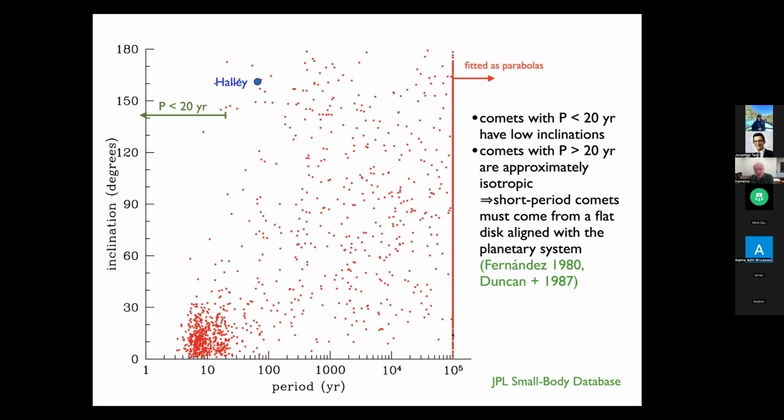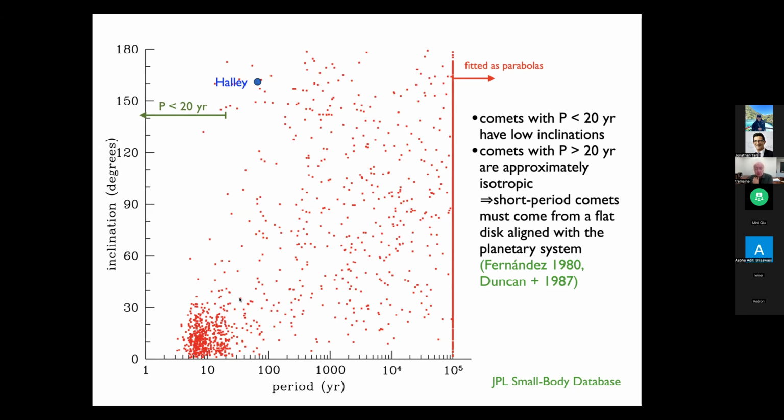That clump doesn't extend out to higher inclinations. It doesn't extend out to longer periods. So this clump has come to be called the short period comets. And the conclusion from this, since there's no dynamical mechanism that can take comets in an isotropic distribution and squeeze them to a flat distribution, is that the short period comets have to come from a flat disk that's aligned with the planetary system.